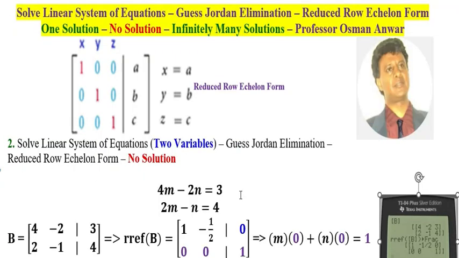Number 2, solve linear system of equations, two variables, Gauss-Jordan elimination, row reduced echelon form, no solution. The system of equations are 4m minus 2n equals 3, 2m minus n equals 4. We create a matrix called B. For m we have 4, 2. For n we have minus 2, minus 1, augmented with 3, 4. And when we do RREF B, we get 1, 0, minus half, 0, 0, 1. That means m times 0 plus n times 0 equals 1.